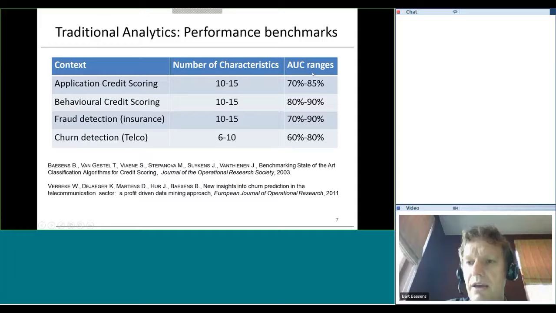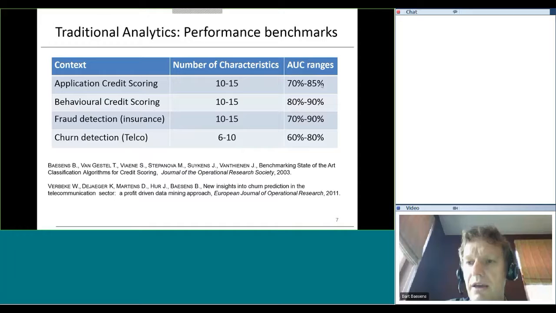Well, that's quite obvious because behavioral scoring models start from more data than application scoring models. But the thing worth noting is that both application and behavioral credit scoring models usually perform really well. Right? If you look at those AUC values, those are not that bad if you compare them to other settings. Here, I've also included some performance benchmarks from other types of settings in which we have been working, like insurance fraud detection and churn detection in telco.